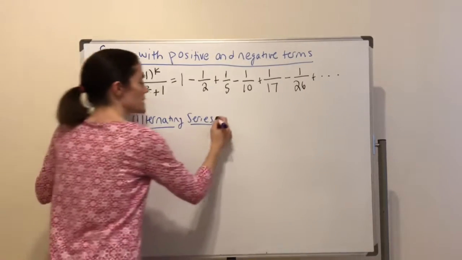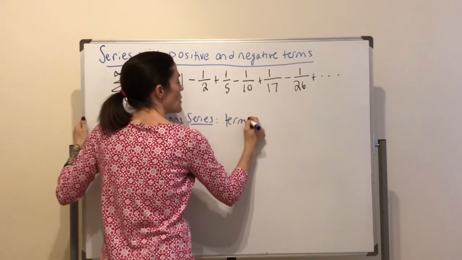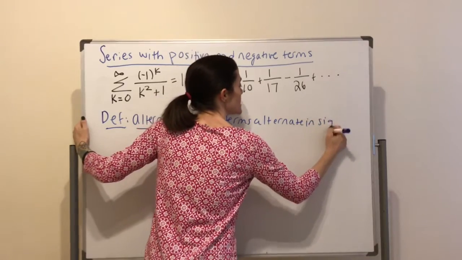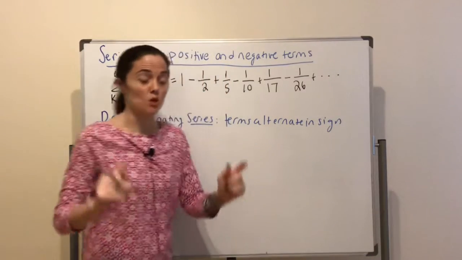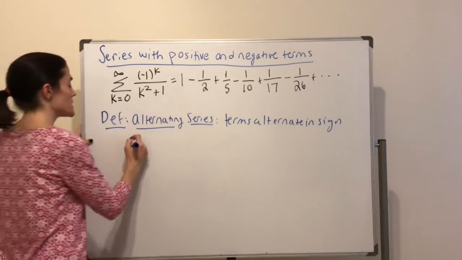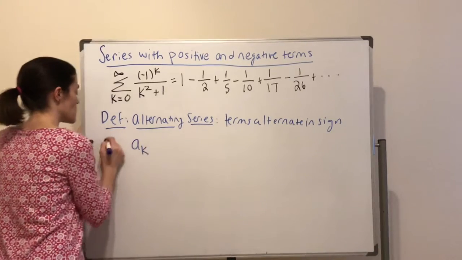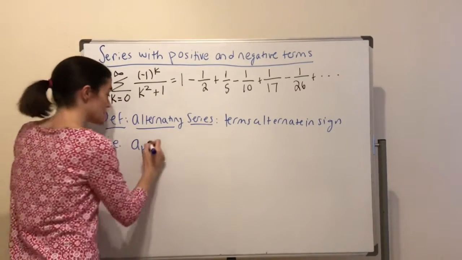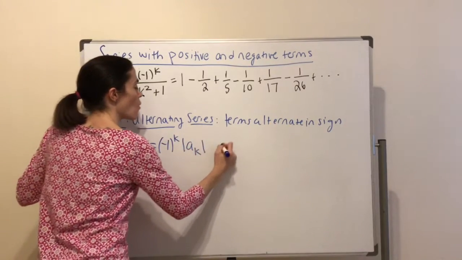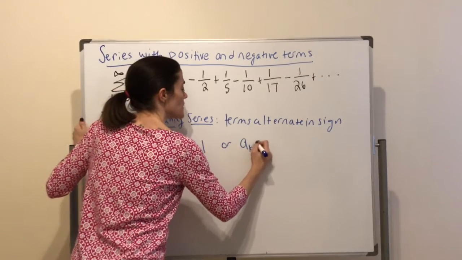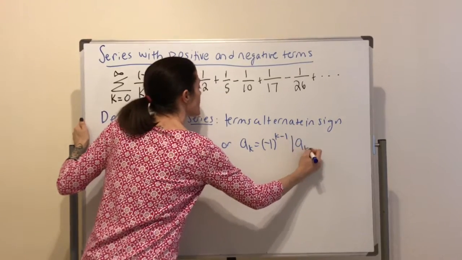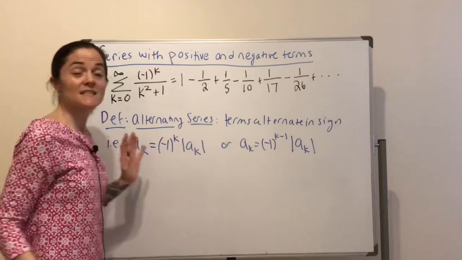Alternating series means that the terms alternate in sign. Okay, so you go plus, minus, plus, minus, plus, minus. When you have an alternating series, the kth term is either minus 1 to the k times the absolute value of a_k, or the kth term is minus 1 to the k minus 1 times the absolute value of a_k. Okay? This is an alternating series.